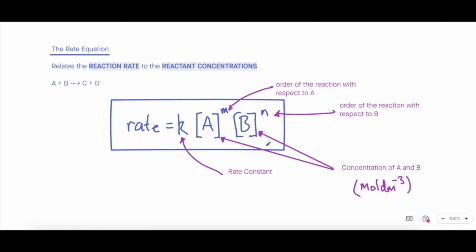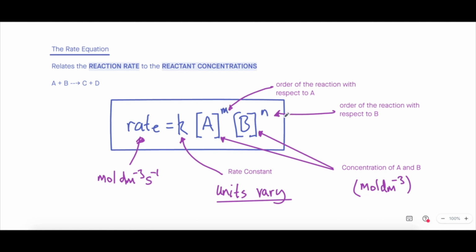And also, when it comes to the units, because concentration is measured in moles per dm cubed and rate is measured in moles per dm cubed seconds to the -1, this rate constant has units that can vary. So in a question, you'd usually be asked to work out the units for the rate constant because it will change depending on what the reaction is.